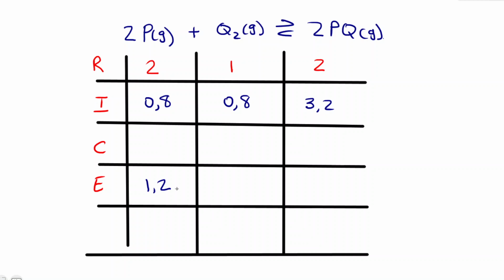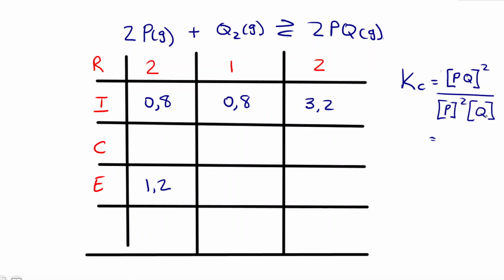Then they said we need to calculate Kc. The expression for Kc, we said Kc is equal to the concentration of the product, which is PQ, squared, all over the concentration of the reactants, which is the concentration of P to the power of 2 multiplied by the concentration of Q. Now we need to find the concentration of PQ, the concentration of P, the concentration of Q. So to get those concentrations, we'll get them here.